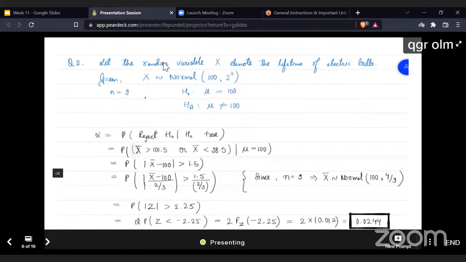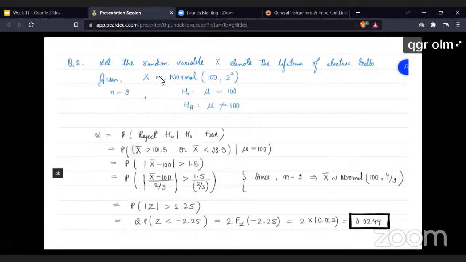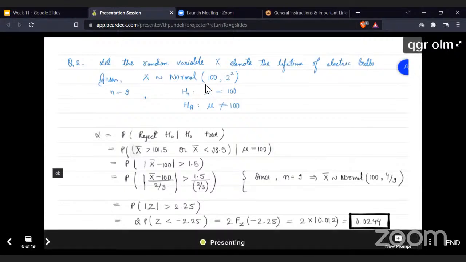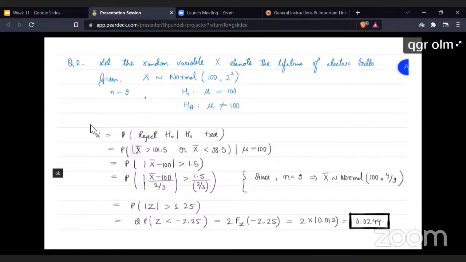All this information is given to us. Let's say the random variable x denotes the lifetime of electric bulbs, and it is given to be normal with mean 100 and standard deviation 2, right? We have taken a sample of size 9, and the null and alternative are defined this way, where H naught is mu equal 100 and alternative is mu not equal to 100. So how do we find alpha? That is the significance level. It is the probability of rejecting H naught given H naught is true, right?